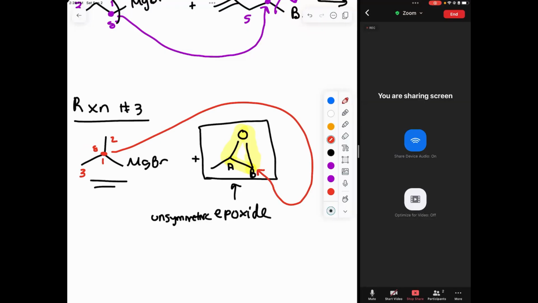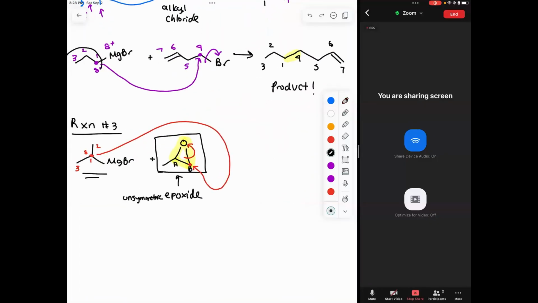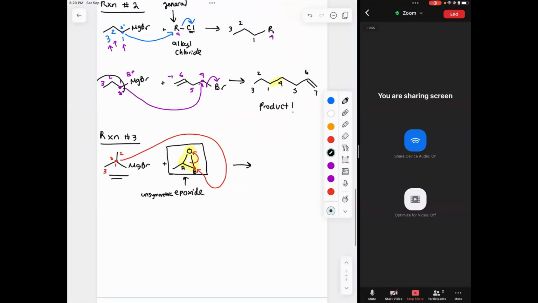And then the next part is understanding that it's the B-O bond that's going to break. Okay, so the B-O bond is going to break. So this bond is going to break. Do not break this bond. Do not break that bond. Okay, it's the B-O bond. It's the B, which is considered the less substituted carbon, the less branchy carbon. It's that carbon-oxygen bond that's going to break. So that's going to give you this.